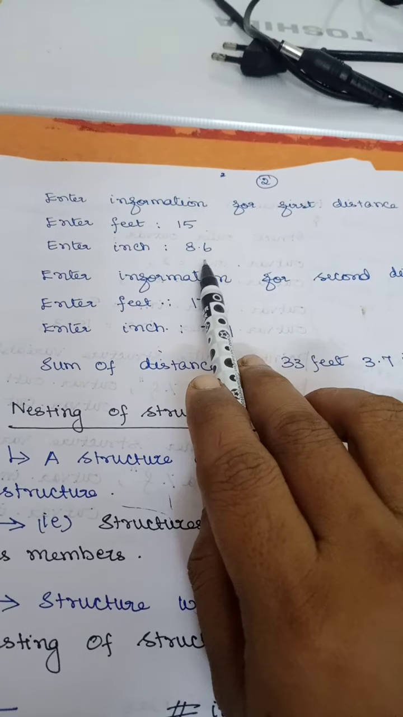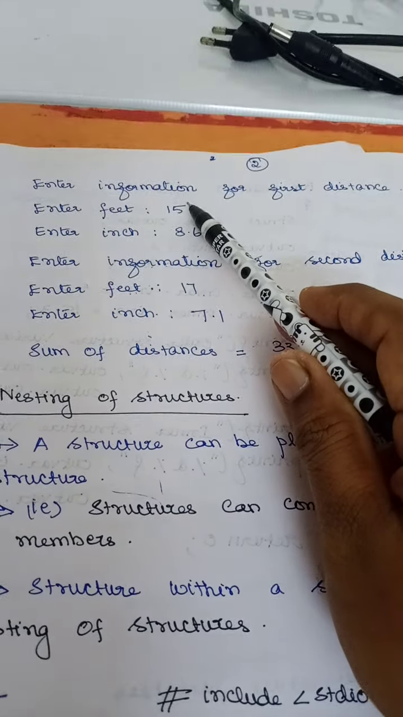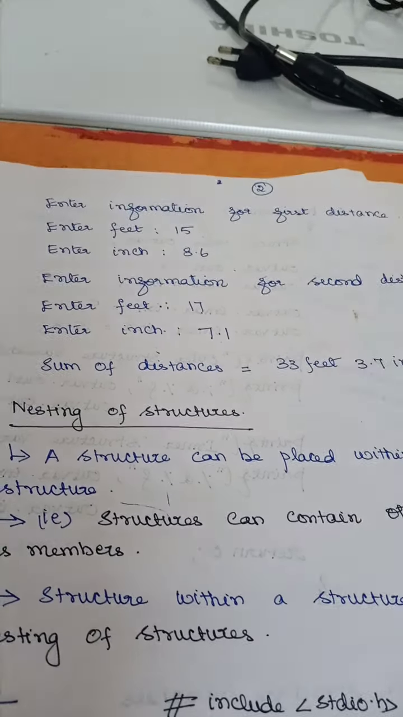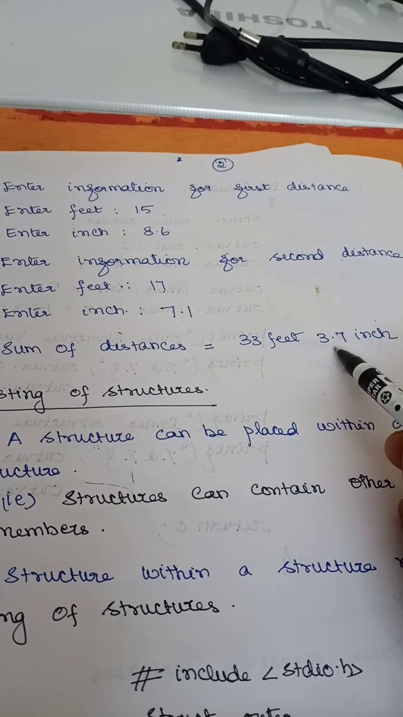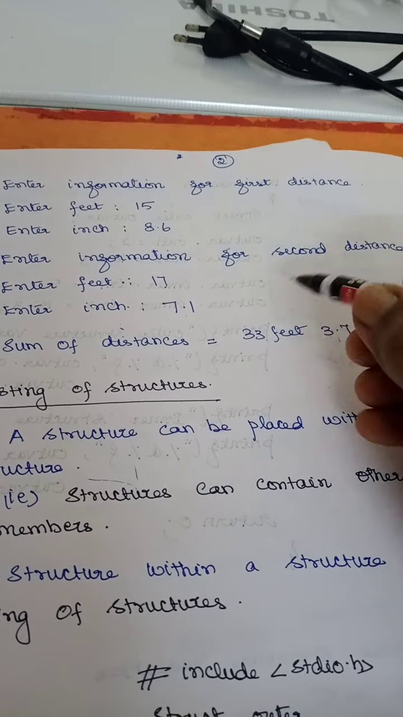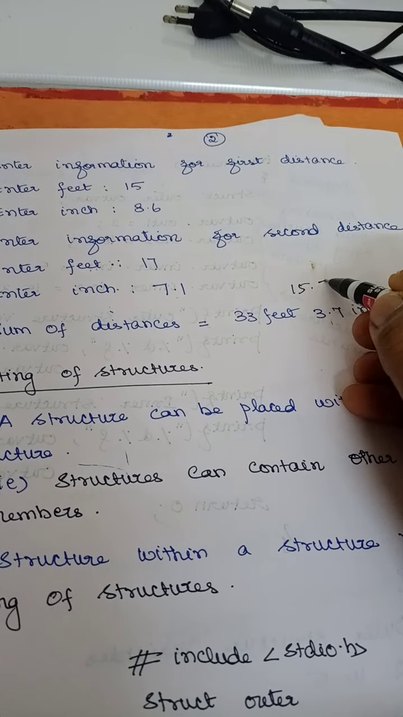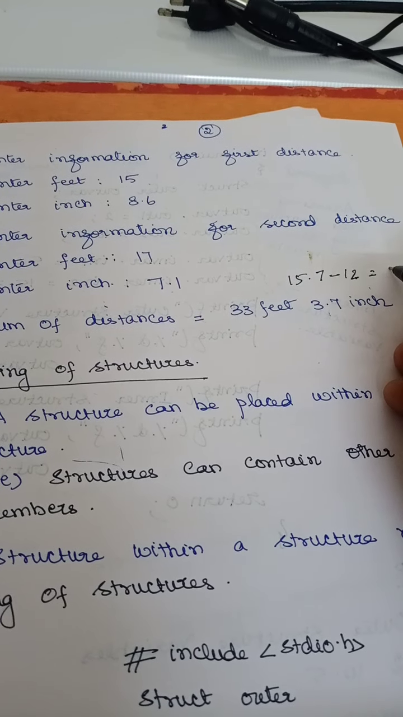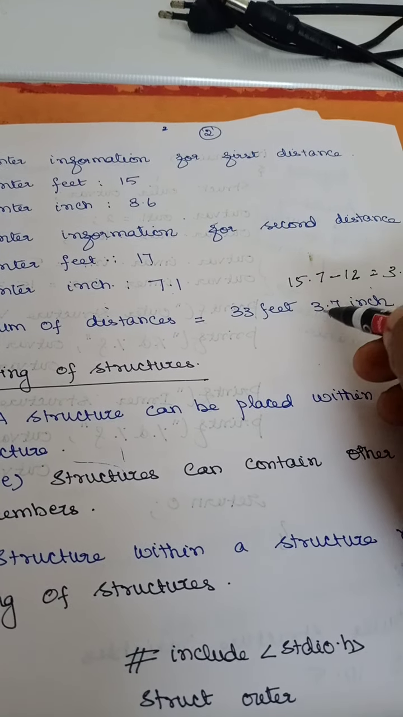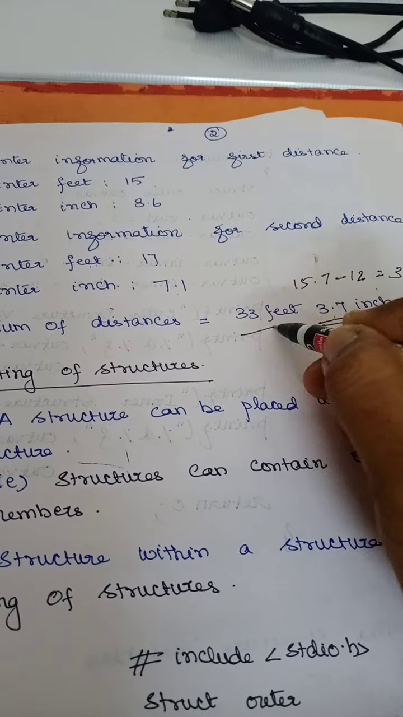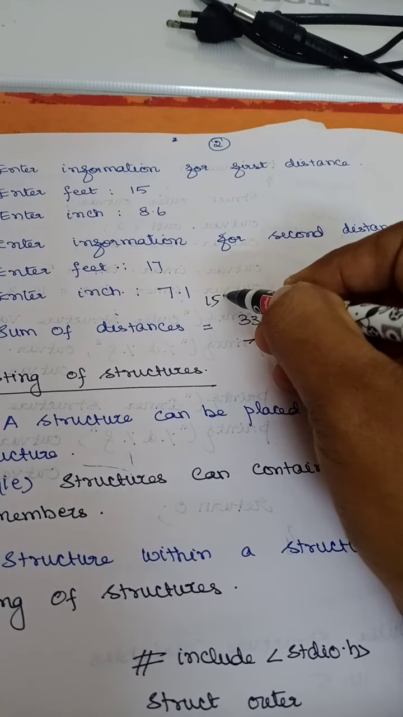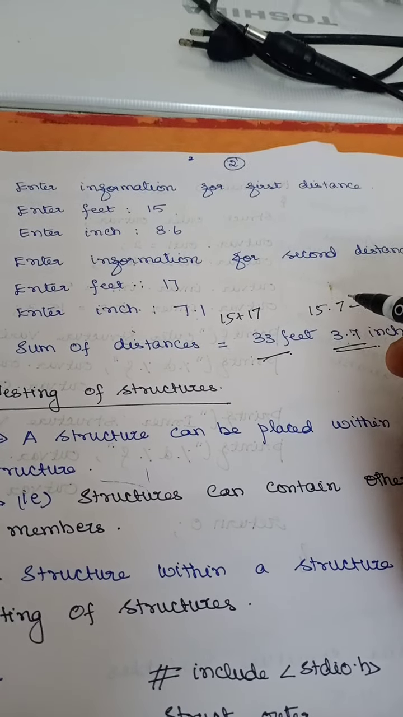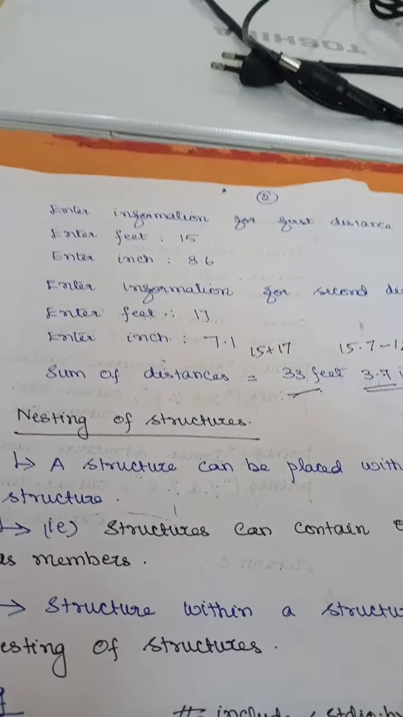So 15 plus 8.6: I will add 15 and 17 together, and 8.6 and 7.1. When I add 8.6 plus 7.1, what am I getting? 15.7. So I am subtracting the 12 from it, so it is going to be 3.7. So I have written 3.7 inch. And when I add 15 plus 17, it is going to be 32. I have added one more from the inch, so it is going to be 33.